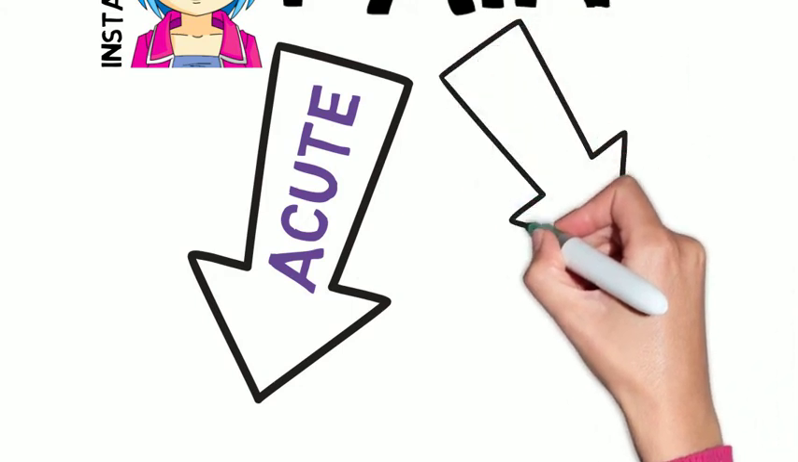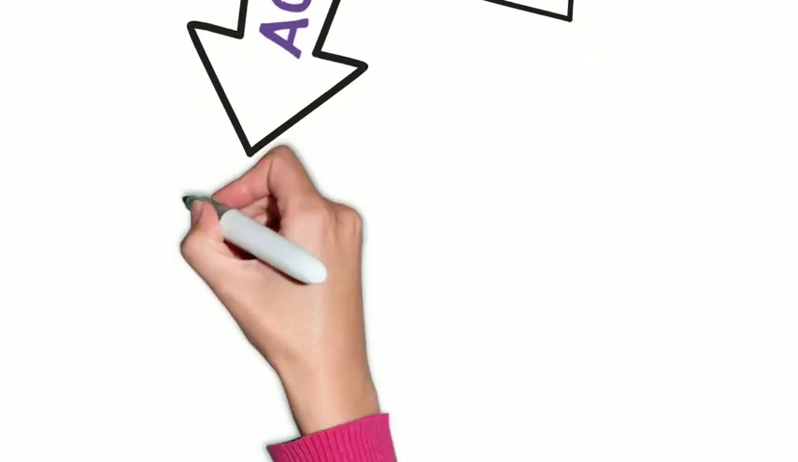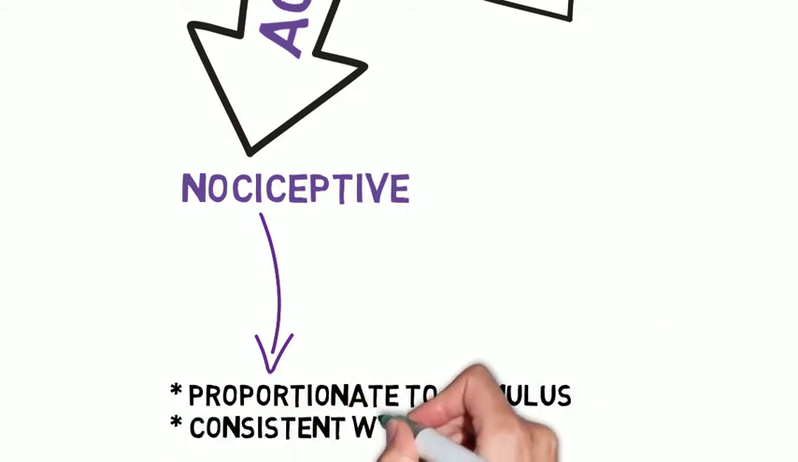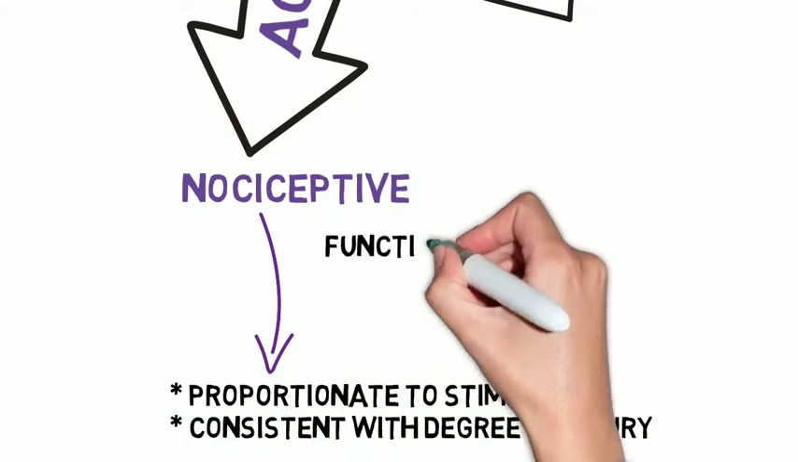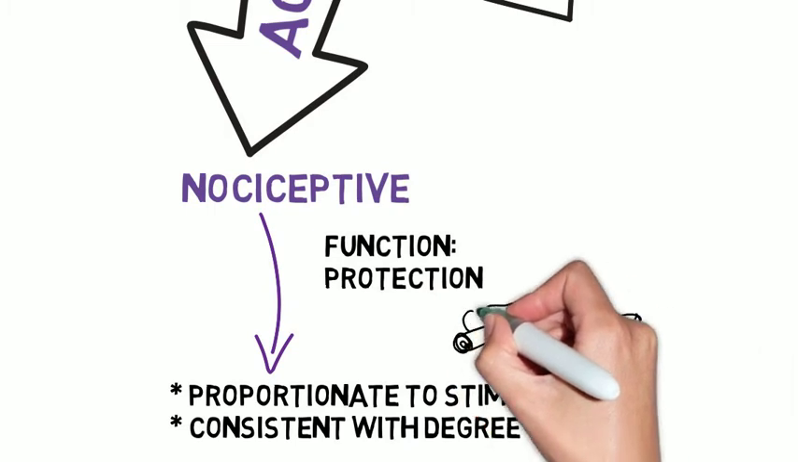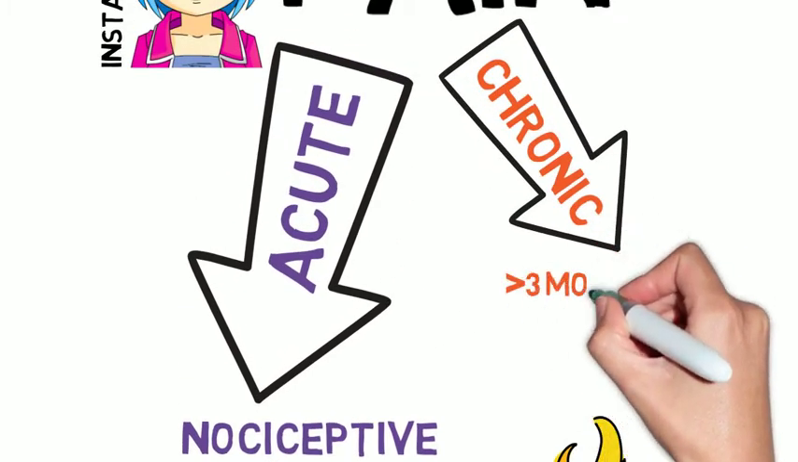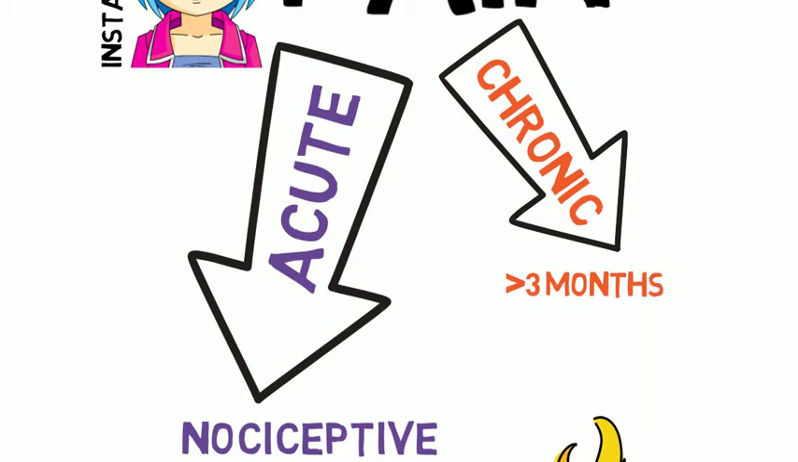Pain is a subjective emotional experience that may or may not be associated with actual or potential tissue damage. Pain can be classified as acute or chronic. Acute pain is proportionate to the stimulus and degree of injury and serves as a warning mechanism. For example, if you put your hand on the hot stove, acute pain tells you that this is a bad idea. Pain persisting longer than 3 months despite the injury being healed is termed chronic pain.